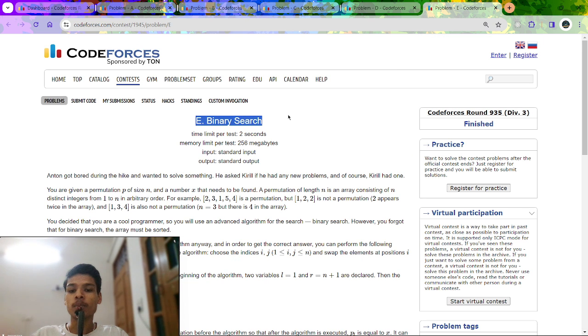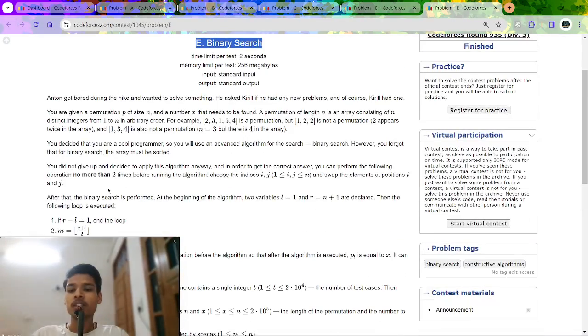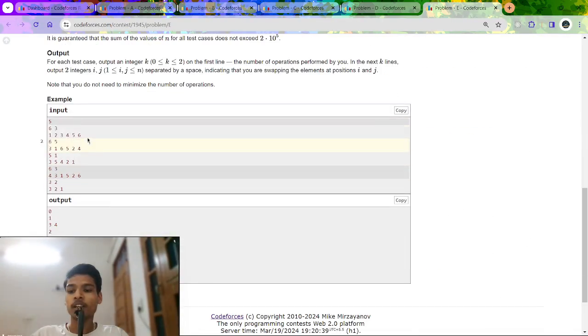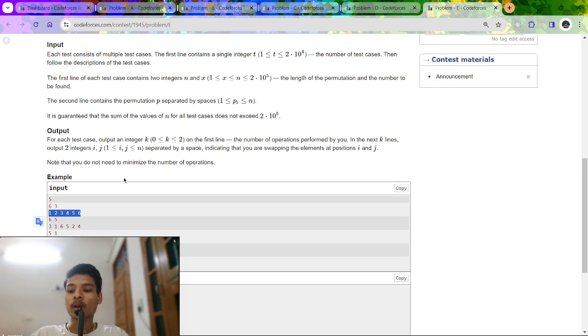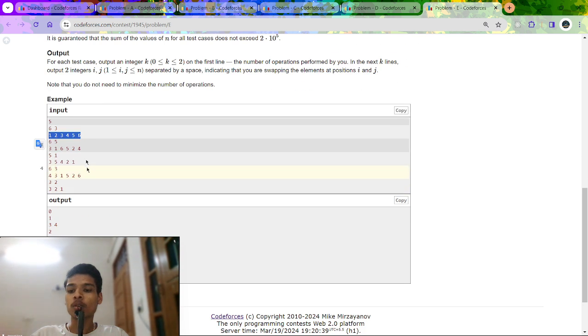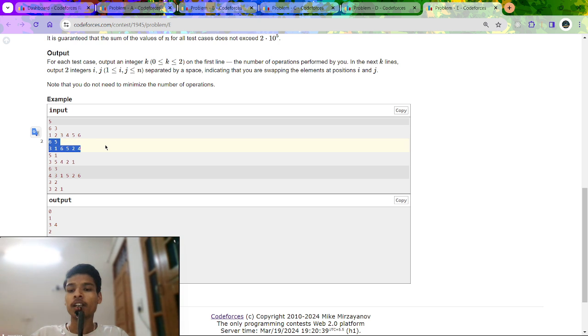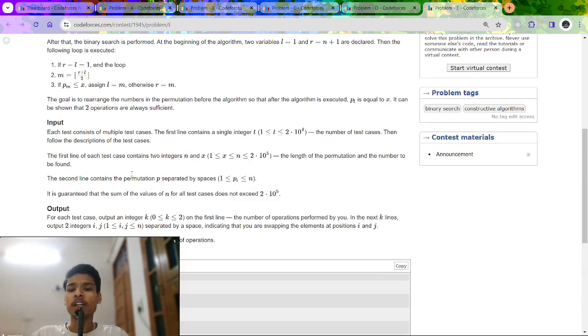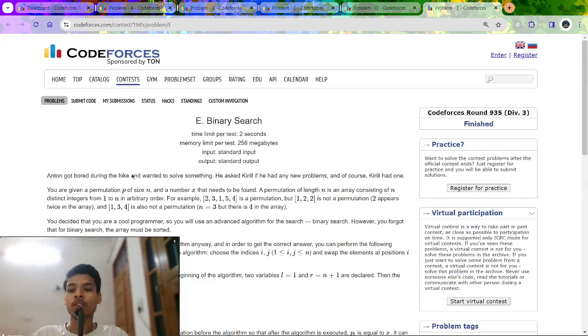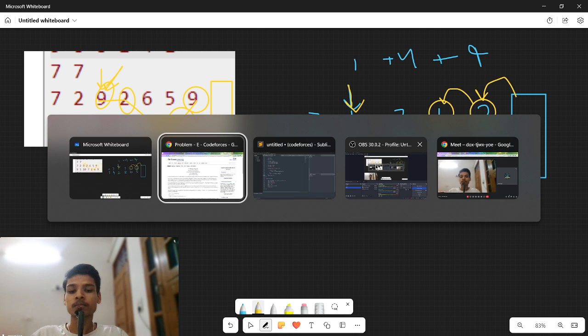That is problem number E, binary search. In this question, I will be given a random array, and I have to apply binary search on it and tell the minimum number of swaps possible. This is not a sorted array, and in a non-sorted array I have to apply binary search and try to find the minimum number of swaps possible, so that my answer would always come. That is not explained well in the problem statement, so I will simply try to show the code.